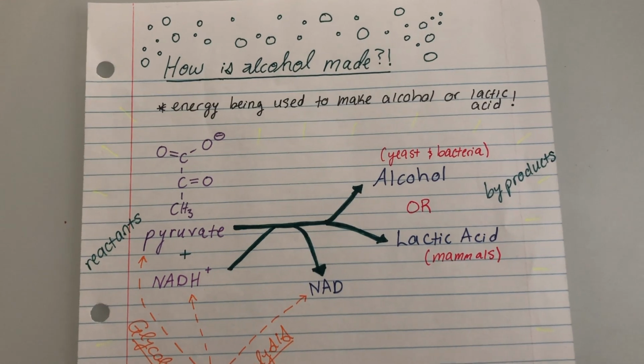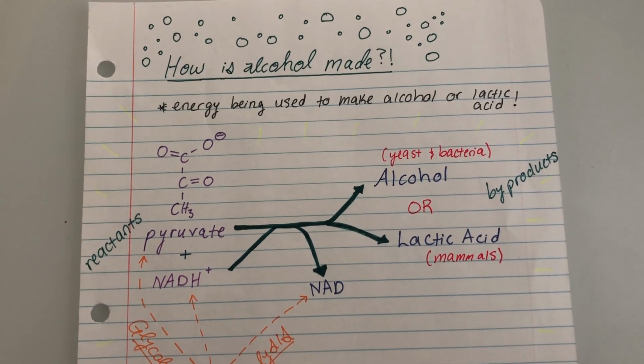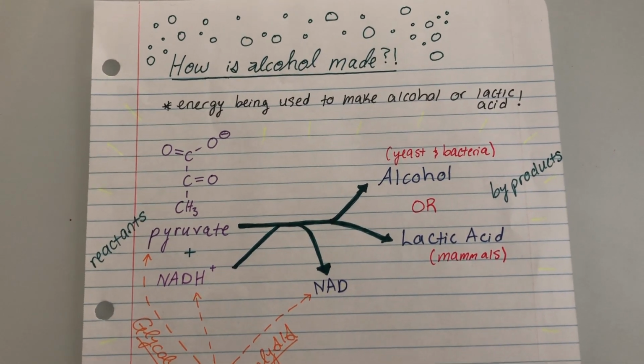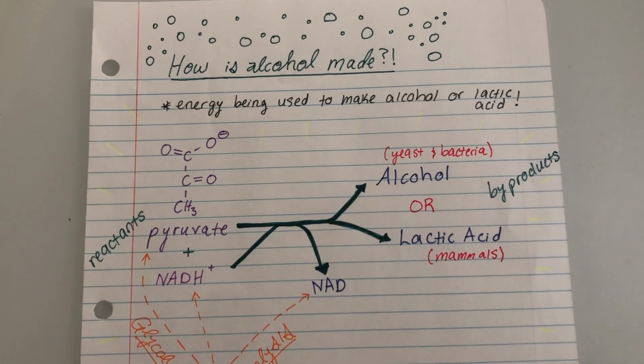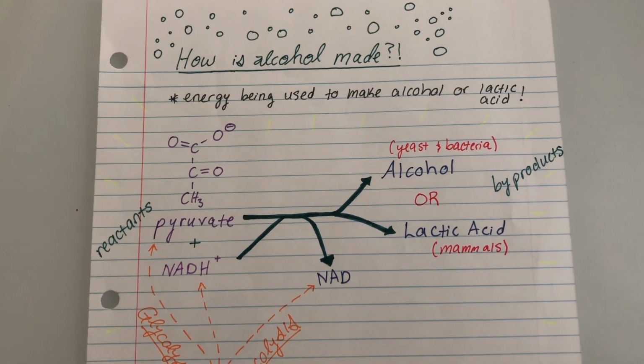No, mammals produce lactic acid during fermentation. Other organisms like yeast and bacteria produce the alcohol. And that's it. That's how alcohol is produced.